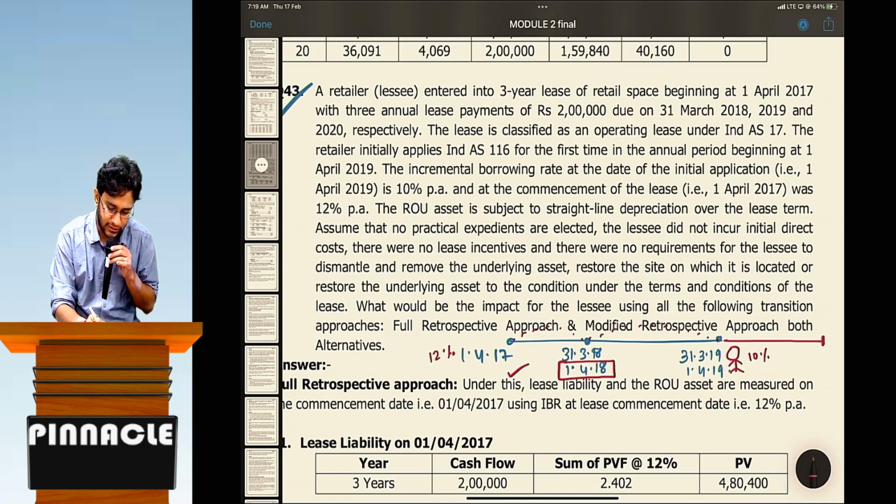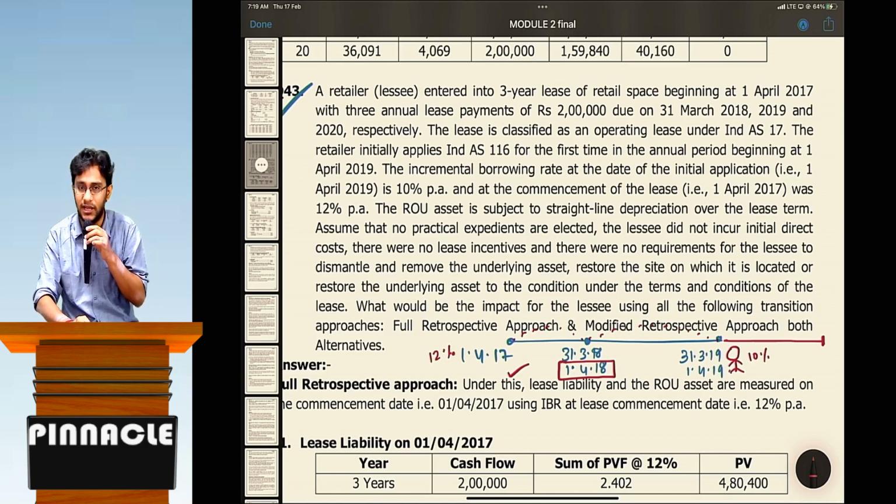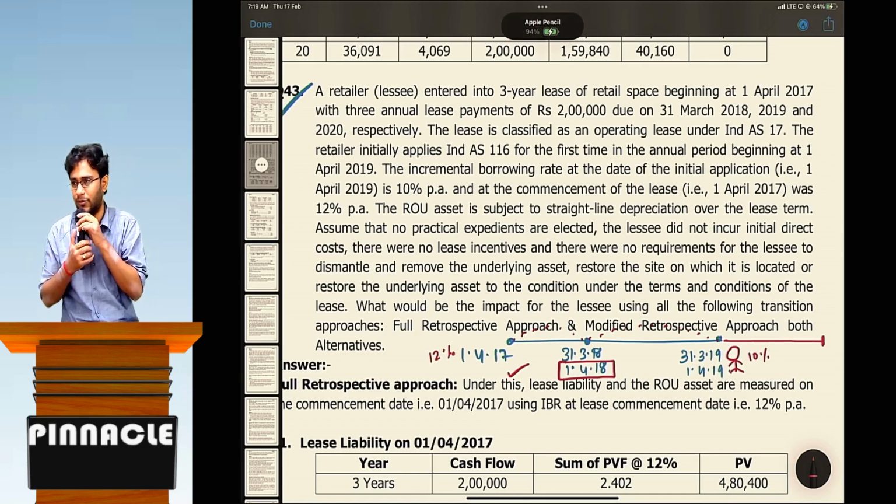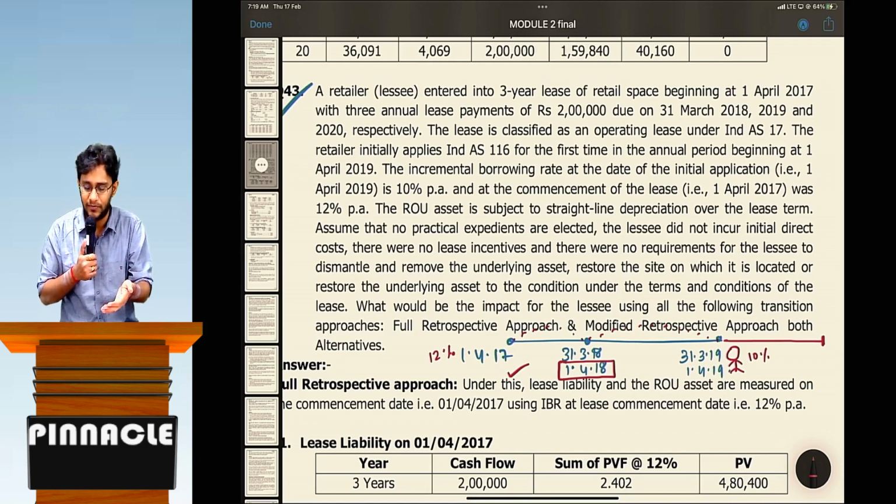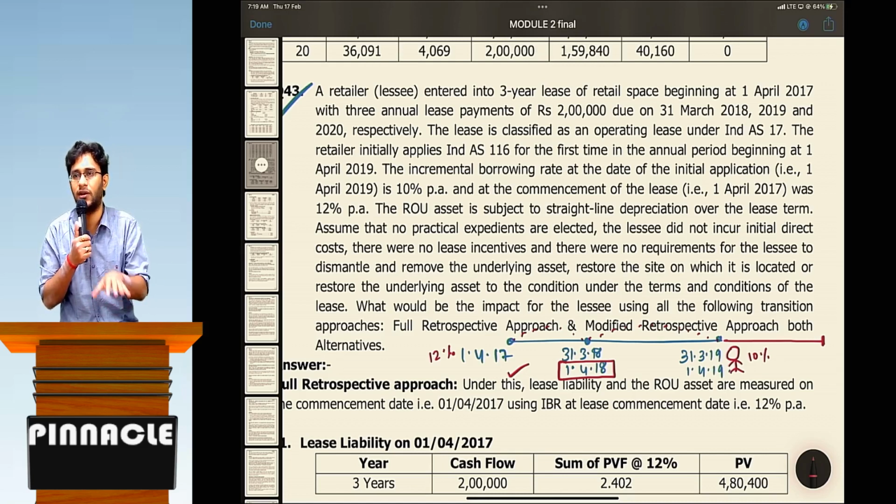Sir, why both are given, sir? If commencement date borrowing rate only was there, why will you do modified retrospective approach? See, sir, this sum is not for real life application. This is for examination testing, sir. That's why they are giving you both the rates, so that both the choices you have to demonstrate and show. That's the objective.